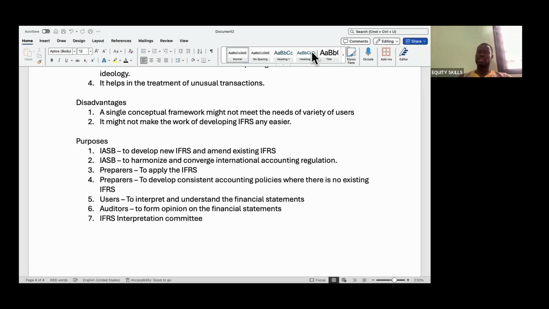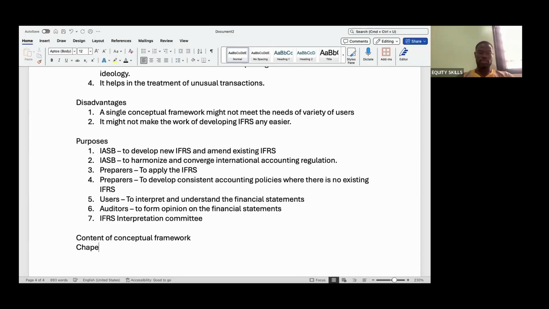Okay, now that's an introduction. Now let's go to this set of principles itself by looking at the contents of the conceptual framework. The conceptual framework content is divided into 8 chapters.